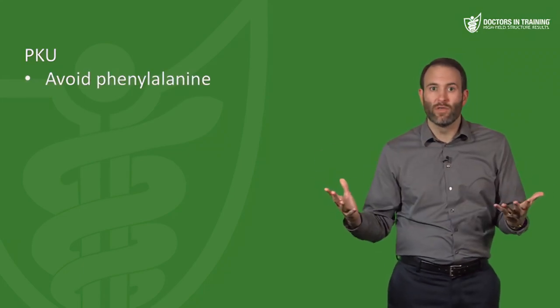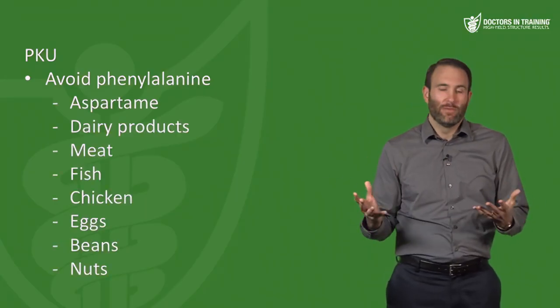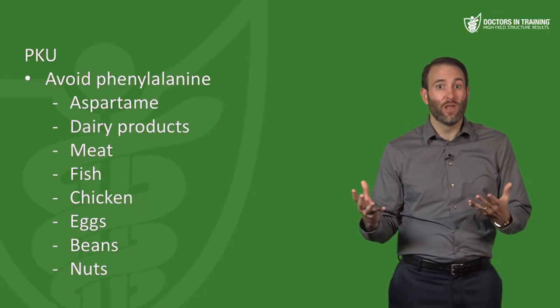So how do we treat this? Well, patients should avoid phenylalanine to start with. So what is high in phenylalanine? Well, a lot of great things, unfortunately. Aspartame, which maybe isn't that great, it's just an artificial sweetener. But the other things are really important.